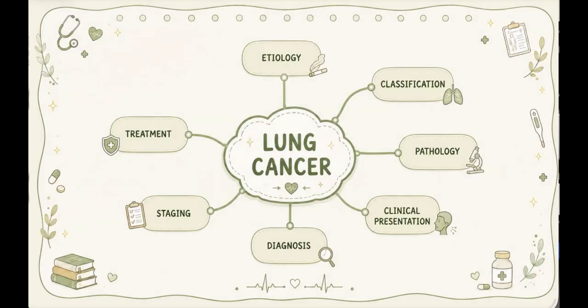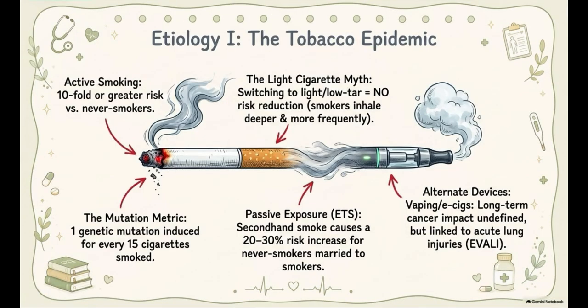In this lecture on lung cancer, referred from Harrison's Textbook of Medicine, we are going to discuss the etiology, classification, pathology, clinical manifestations, diagnosis, staging, and treatment of various kinds of lung cancer. Let's get into it. This sequence starts with something called etiology.